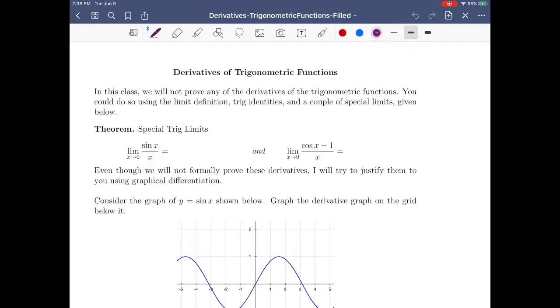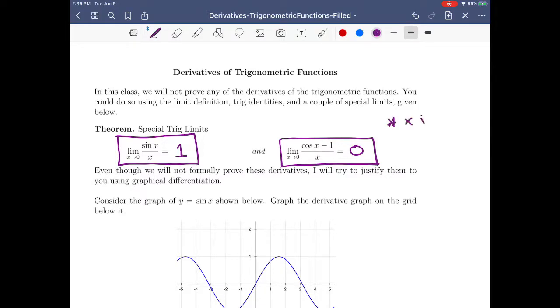If you wanted the limit as x goes to 0 of sine x divided by x, this limit happens to be equal to 1. And if you want the limit as x goes to 0 of cosine x minus 1 over x, this one actually goes to 0. These limits are important when you're using the limit definition to prove the derivative for the trig functions.